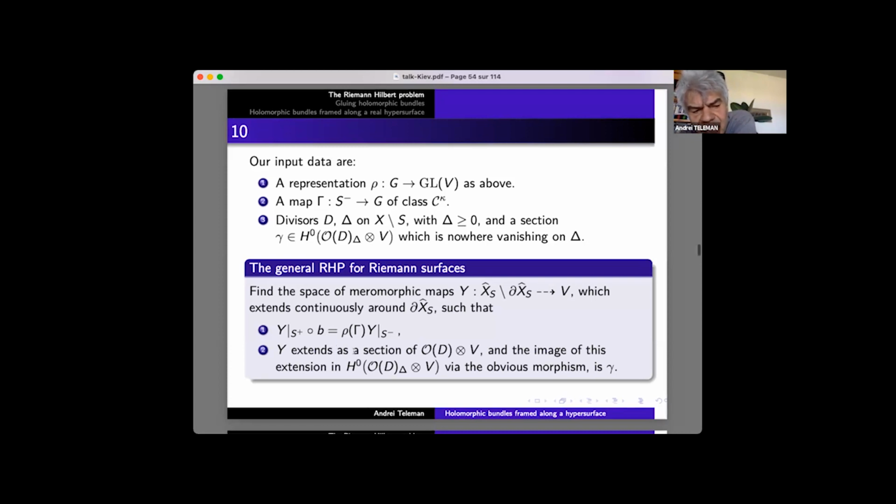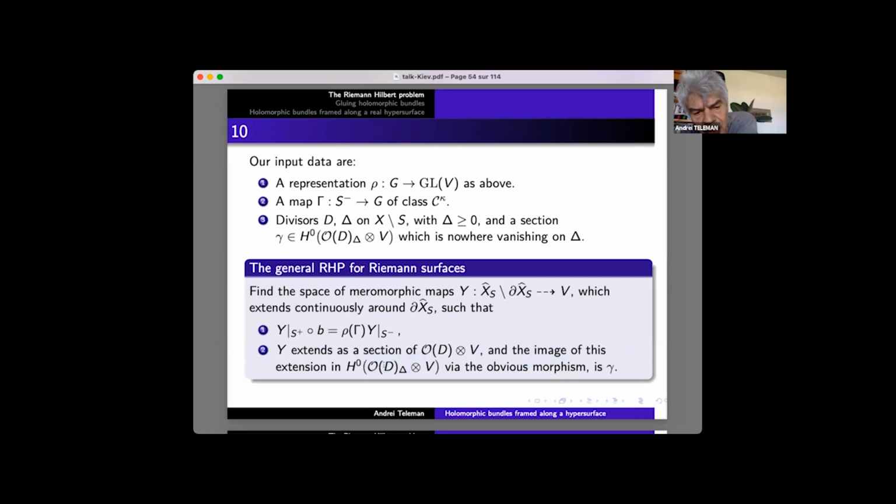Namely, I ask that Y extends as a section of this sheaf on X minus S. This means the free sheaf, in fact, associated to V, with fiber V, twisted with D. Twisting with a divisor is a well-known procedure in complex geometry. And I impose the image of this extension in this torsion sheaf.